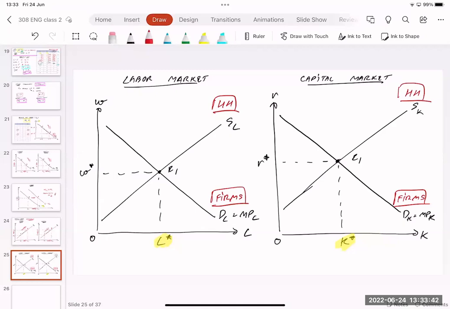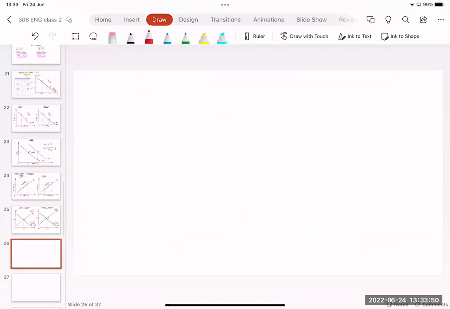So we're done. We have the labor market and the capital market. Next one. So we're coming back.